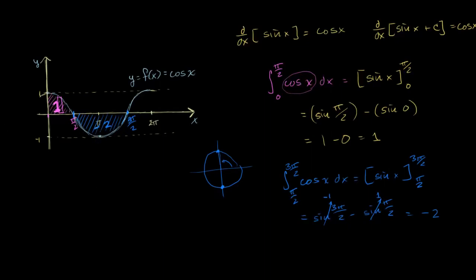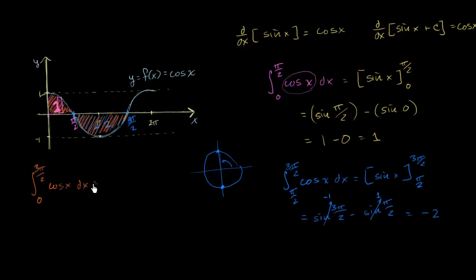Now let's do one more interesting one. Let's find the definite integral from 0 to 3 pi over 2 of cosine of x dx. Now, this is just denoting this entire area going from 0 all the way to 3 pi over 2. And what do you think is going to happen?